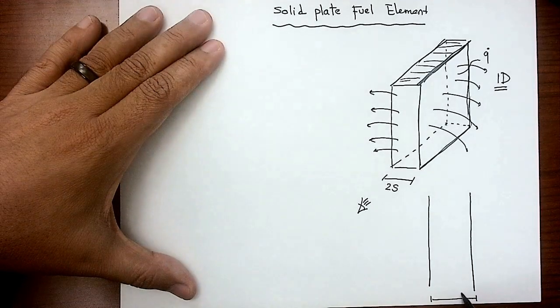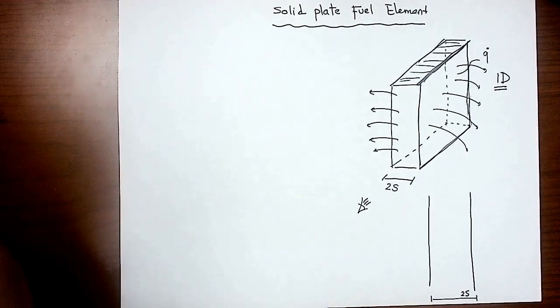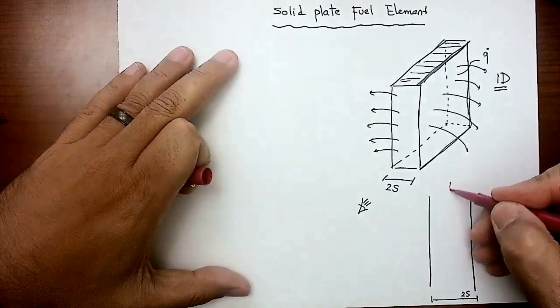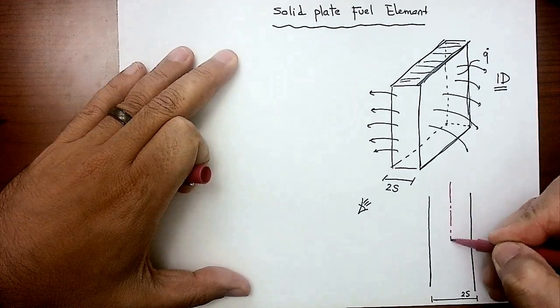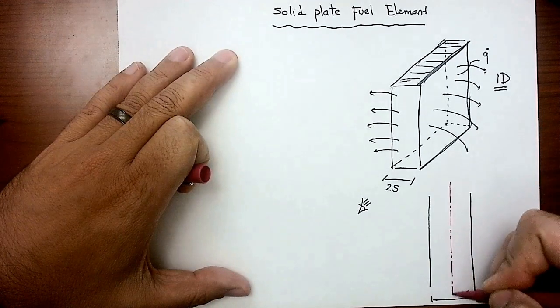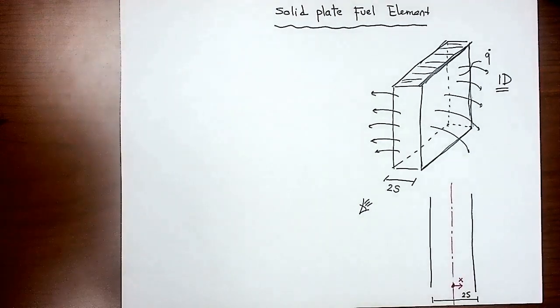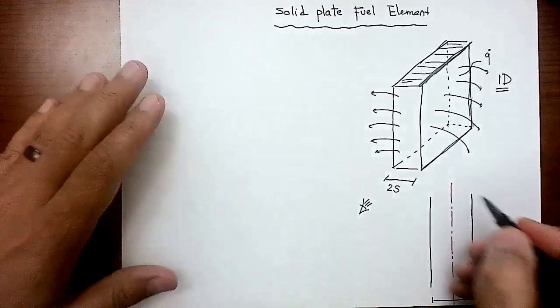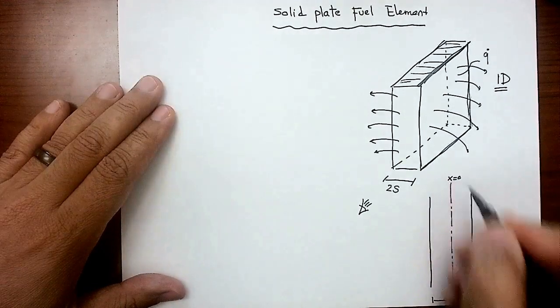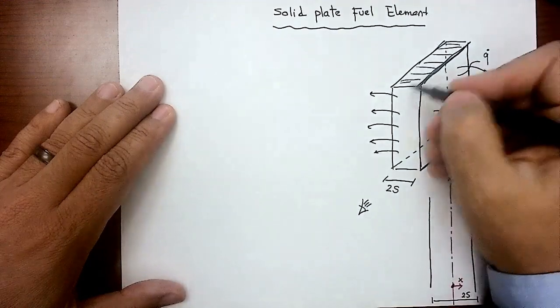Thickness here is 2s. And because of the nature of the symmetry of that problem, we're going to draw a center line here. Then we're going to assume the x coordinate starting from this line here, and that's the x direction, which is telling me that x is equal to 0 where? At the center of the fuel. Remember, that's my fuel.